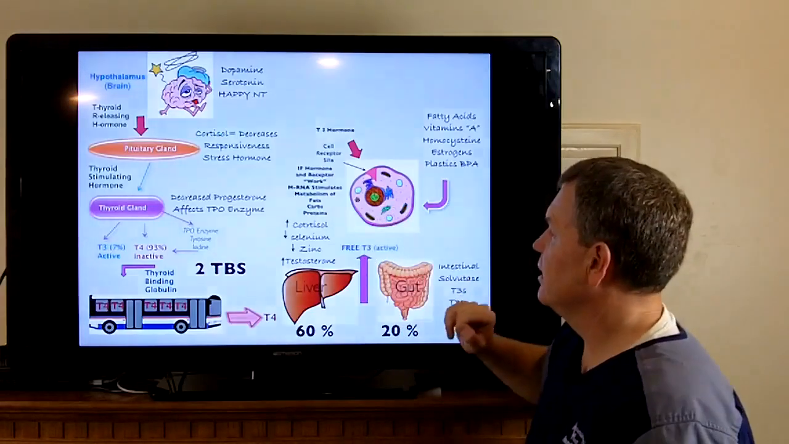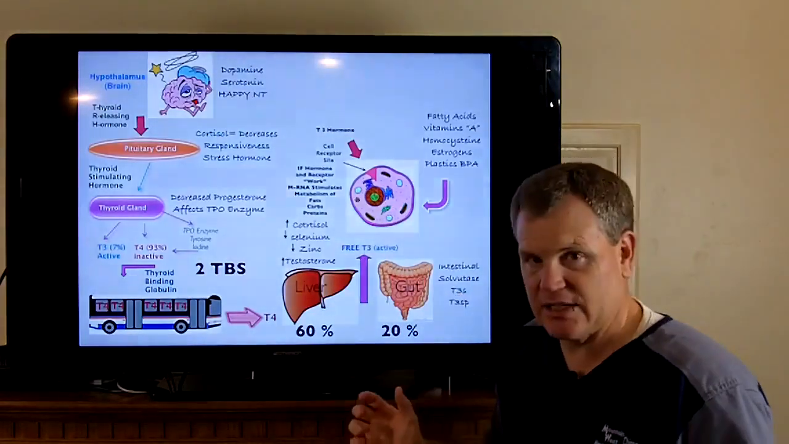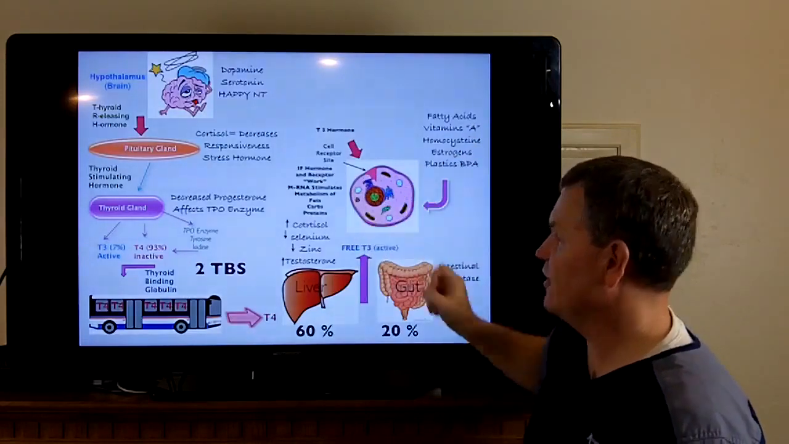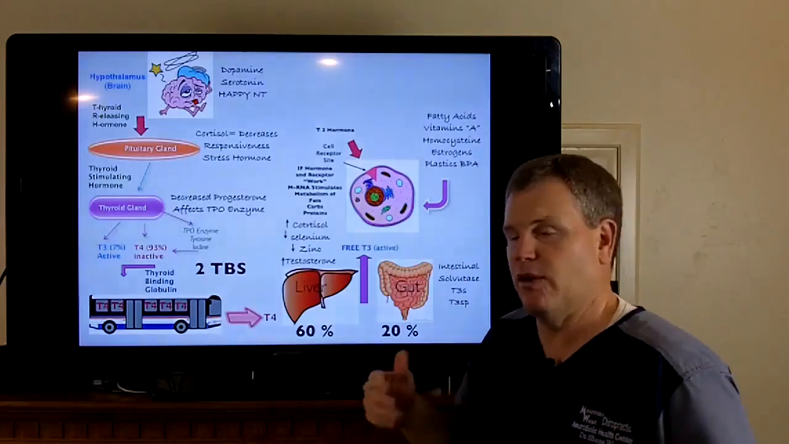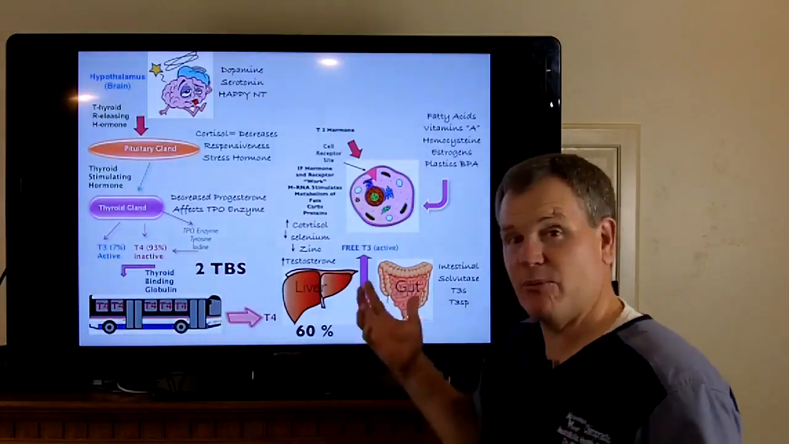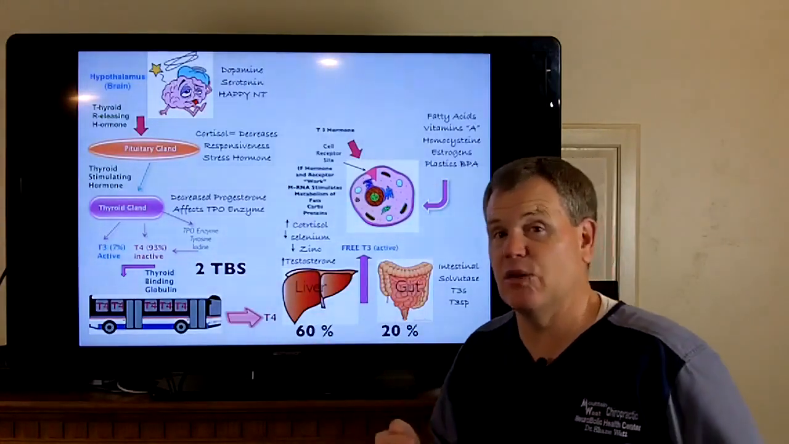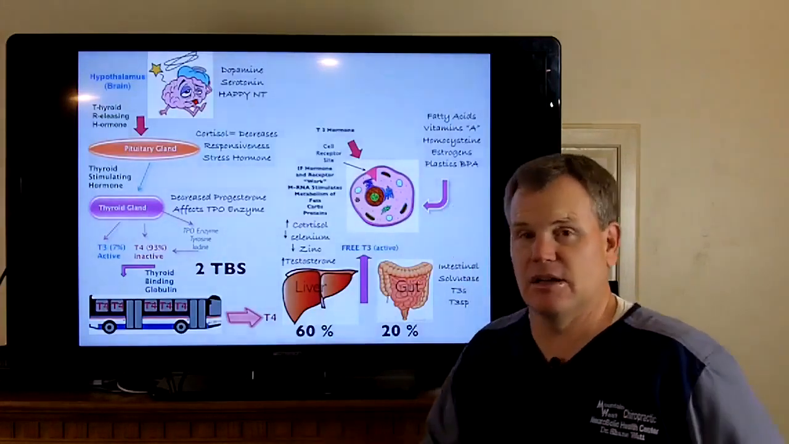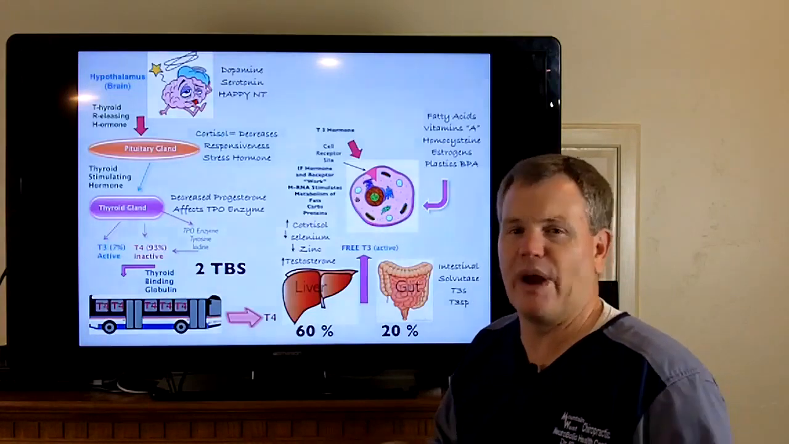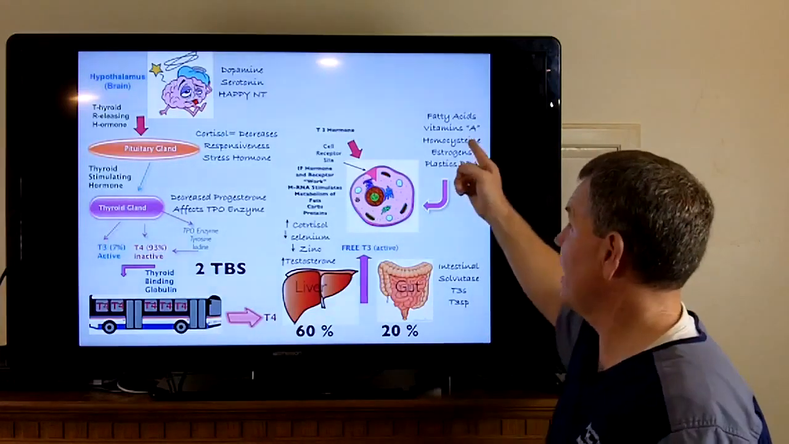Now, in the cell, we can have all kinds of issues. We have to have proper fatty acids. Our outside layer of the cell is a lipid bilayer, is what it's called. So we have to have proper fats, and unfortunately in our society we eat too many bad fats, too few good fats. It's like a 20 to 24 to 1 ratio, so it's not very good. We've got to have proper vitamins.